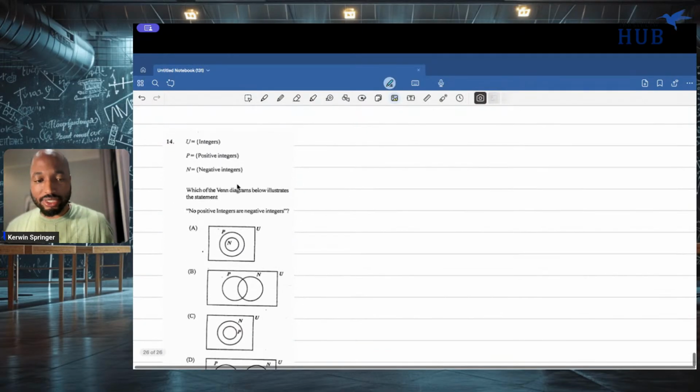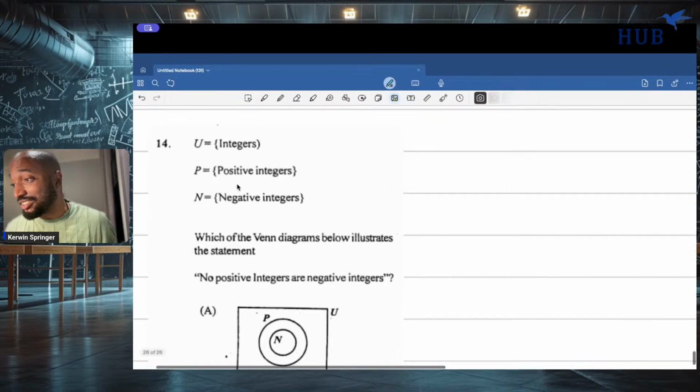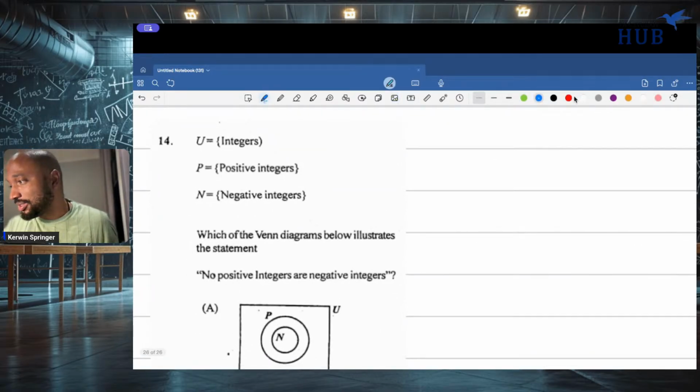Here we have another question. Big up the 19. 19 is a very special number. It's a prime number.